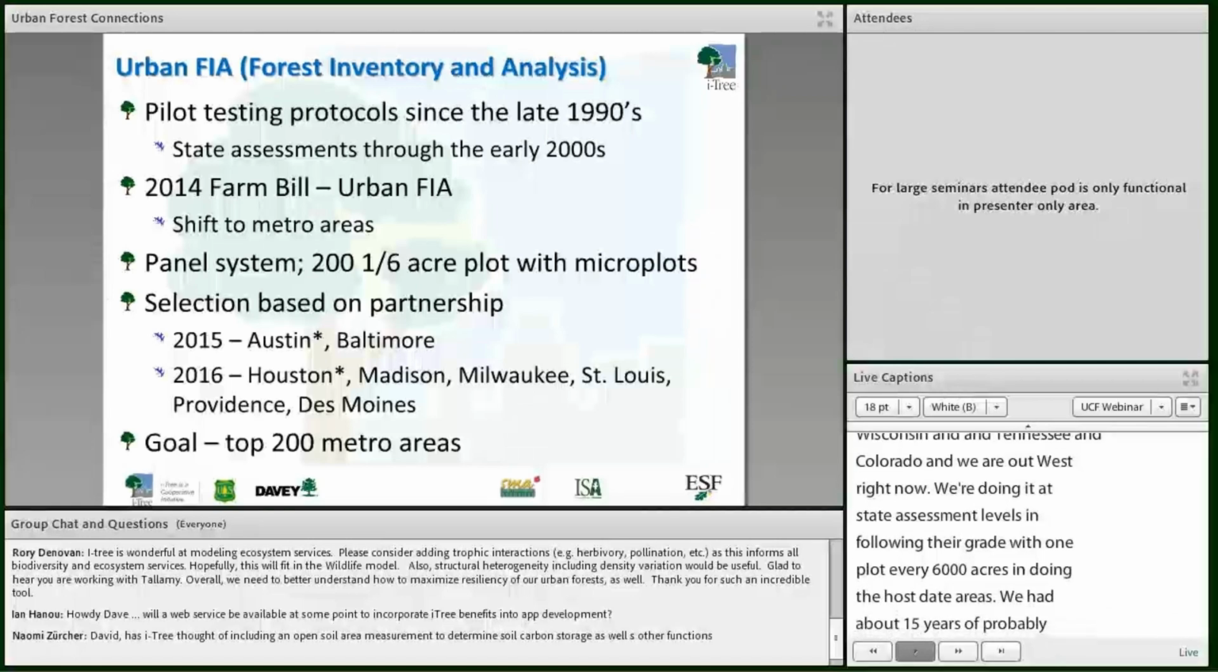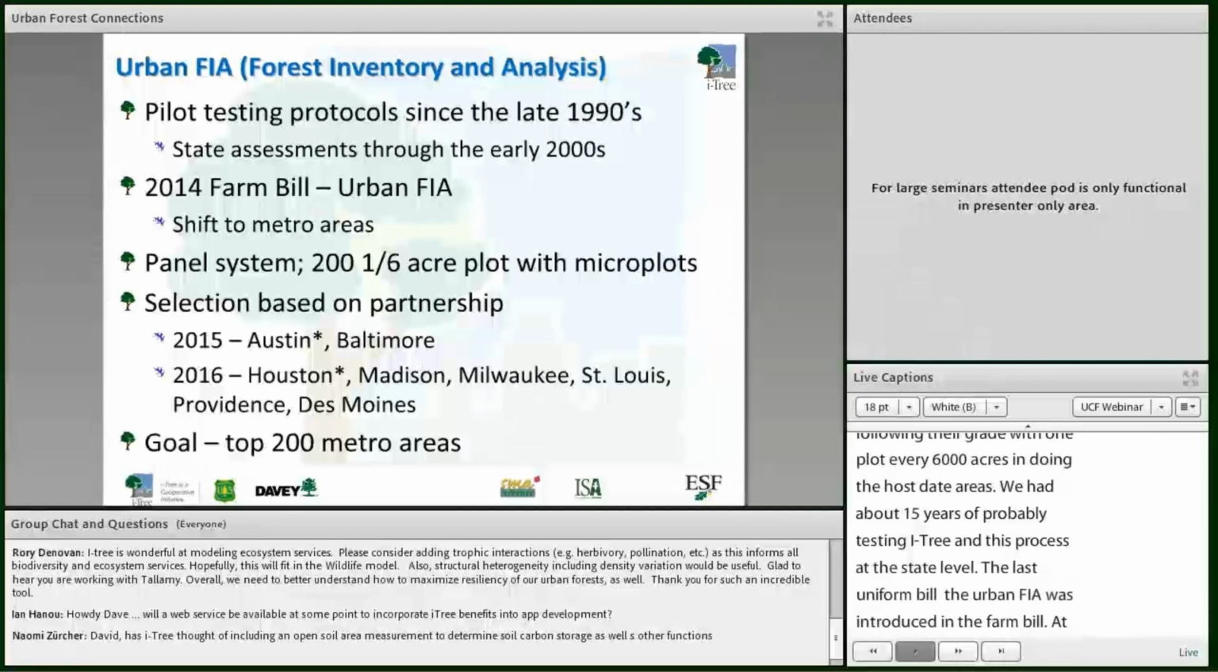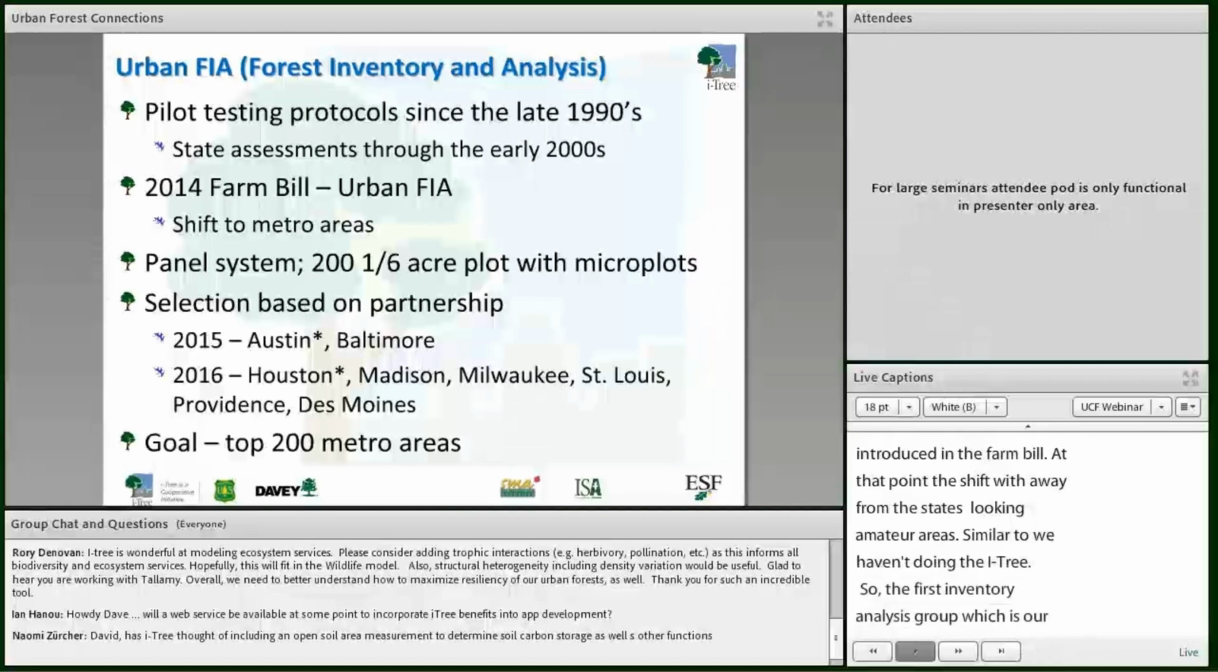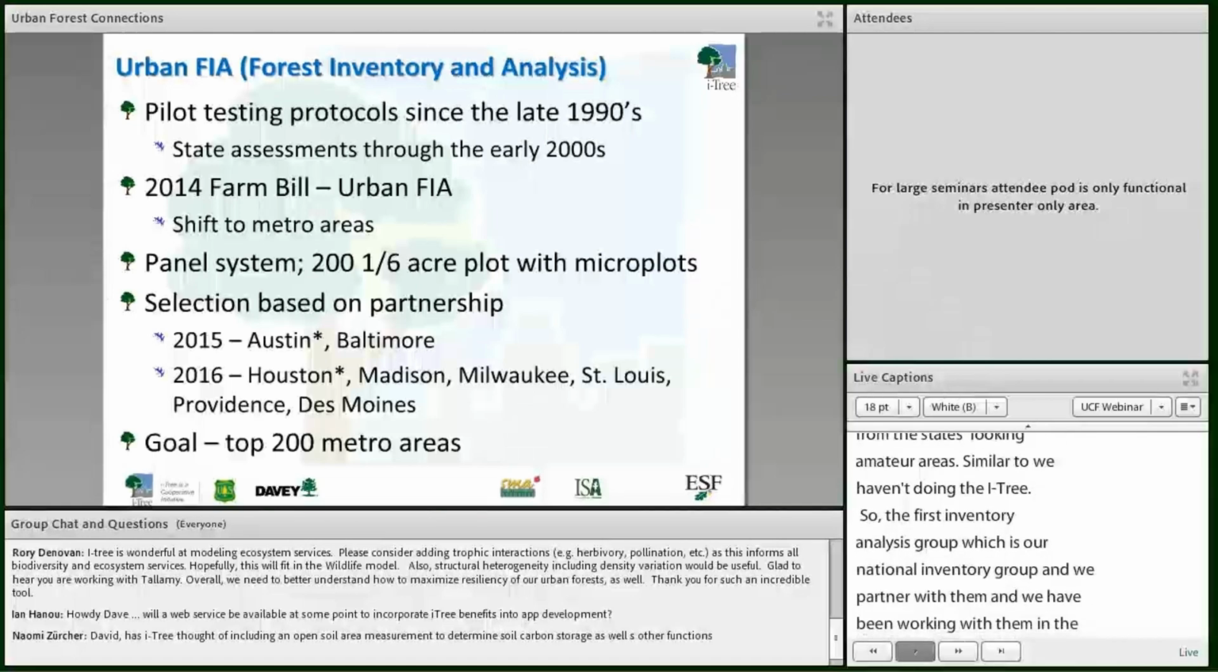level. Well, last year in the Farm Bill, urban FIA was introduced. At that point, the shift went away from the states to looking at metro areas, similar to what we've been doing in iTree. So the Forest Inventory Analysis Group, which is our national inventory group, we partner with them. We were working with them in the past, but now we are going into merging iTree systems with FIA systems so that the Forest Service will have a national urban forest inventory, and they started this last year.